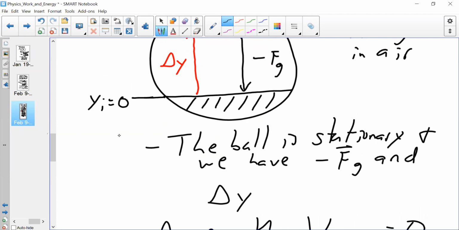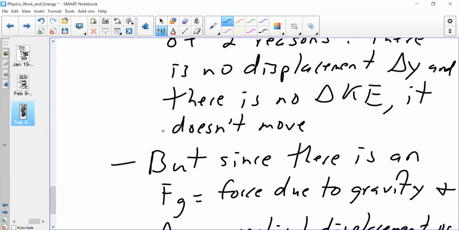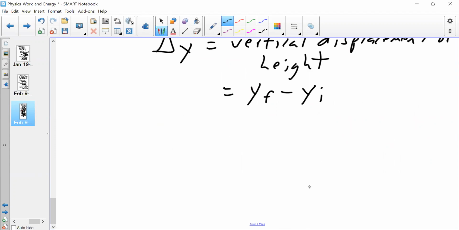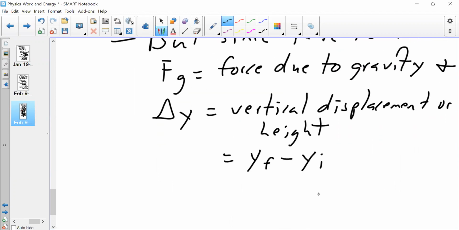Zero. Y initial was equal to 0. The ball was on the ground. So, if we were just trying to find the vertical displacement, we know y final will be some number and y initial will be 0. Okay, but delta y is a height or vertical displacement.